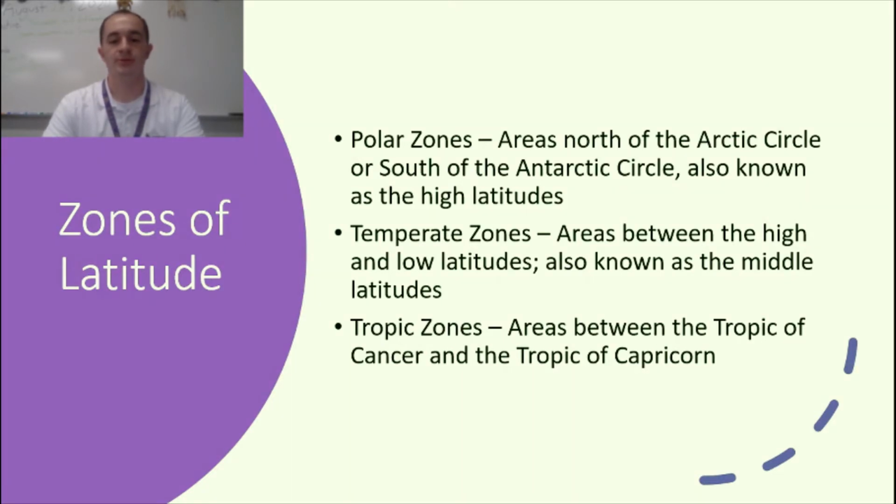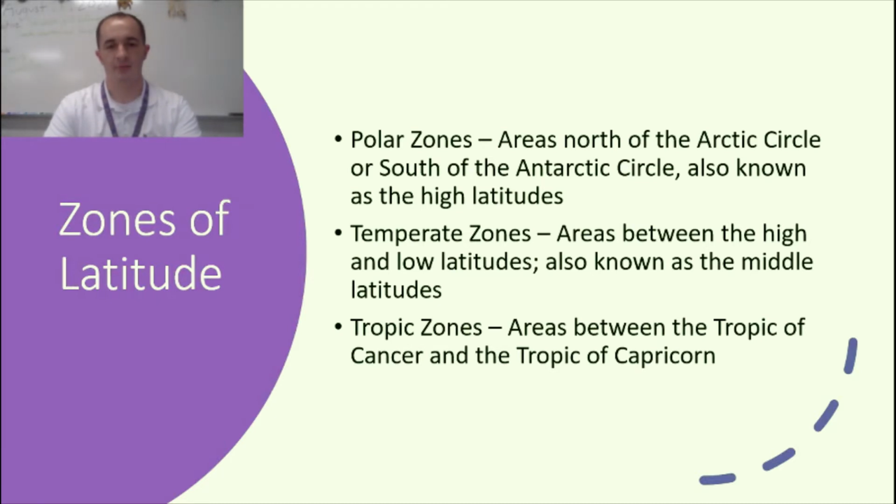In order to easily recognize certain climates, we group them into zones of latitude. So there's 3 zones of latitude that we use. We have the polar zones, which are on the North and South Pole, obviously for polar. And these are the areas north of the Arctic Circle in the North Pole, or south of the Antarctic Circle in the South Pole. These are also known as the high latitudes.